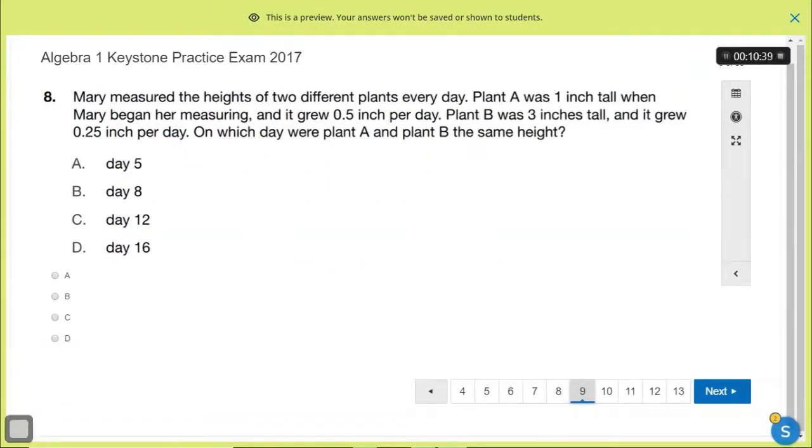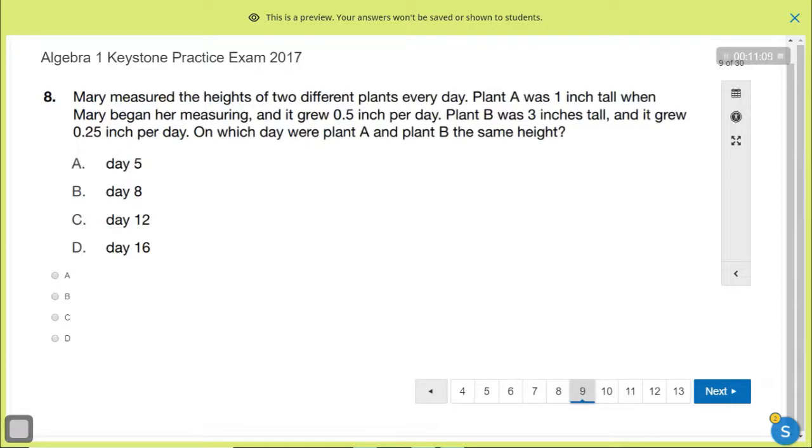Next question. All right, in this one here, we are looking at not only writing two linear equations from a word problem, but we're also going to be looking at a system of equations, which is what we're going to really write here. Mary measured the heights of two different plants every day. Plant A was 1 inch tall when Mary began her measuring, and it grew at a rate of 0.5 inches per day. Plant B was 3 inches tall, and it grew at a rate of 0.25 inches per day. On which day were plant A and plant B the same height?